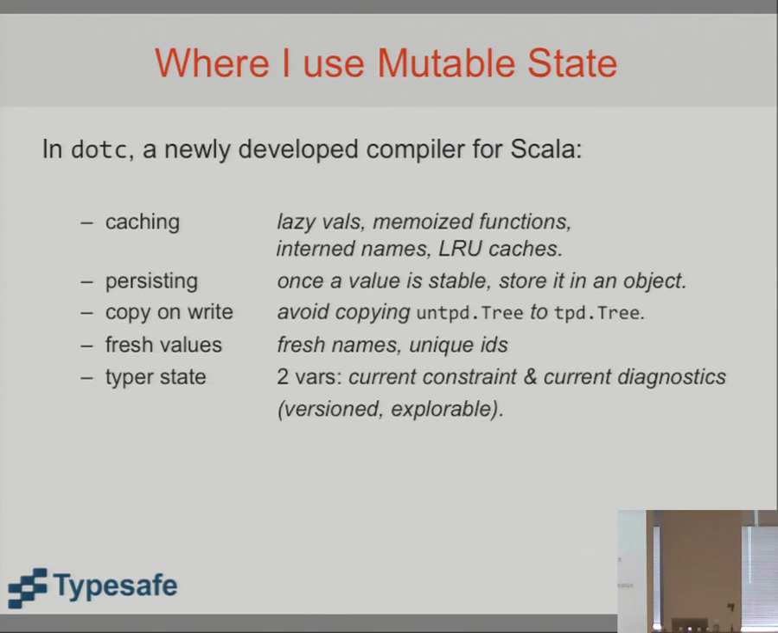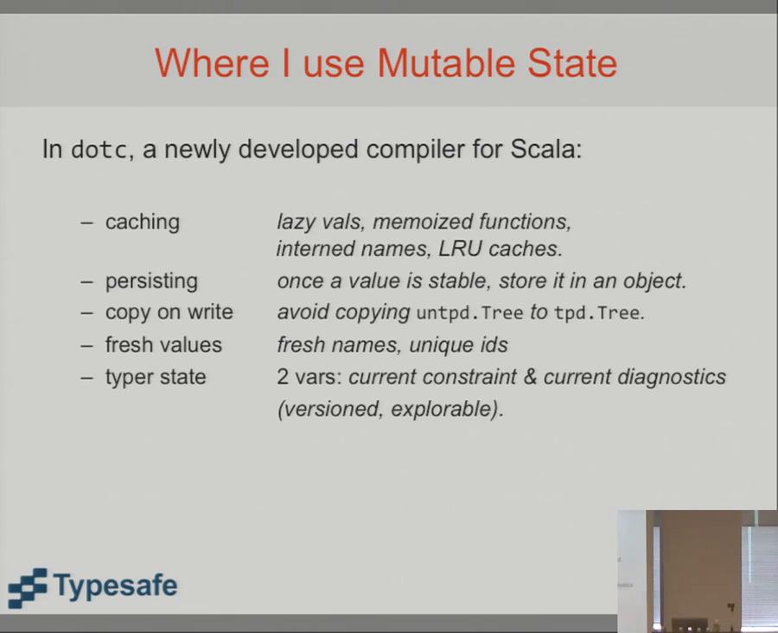But if that value gets computed exactly once, and it will never change afterwards, I might as well store it in the object. And there are several other techniques like copy-on-write and fresh values. So that's another thing that is not strictly functional, but we often think that, of course, you want to do that. So for instance, a fresh name generator: every time you call it, it gives you a new name, just a name with a number that gets incremented, these sorts of things.